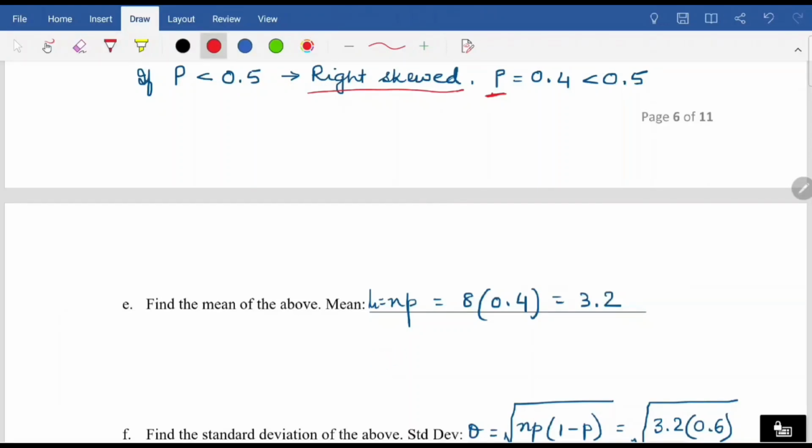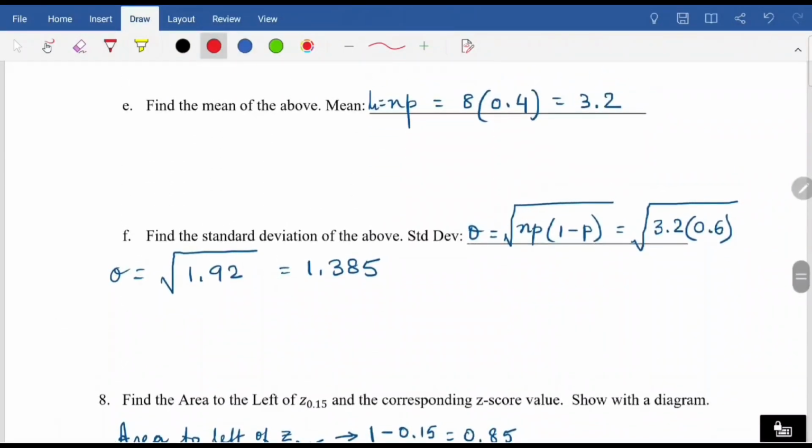Very easy formula for the mean of binomial probabilities. I would expect everyone to get it right. Again, mu is n times p. Just take your n, again, make sure you find your n correctly, multiply by the probability value which is given to you. So 8 times 0.4 is 3.2. That's your mean. All right, should be very fast and quick.